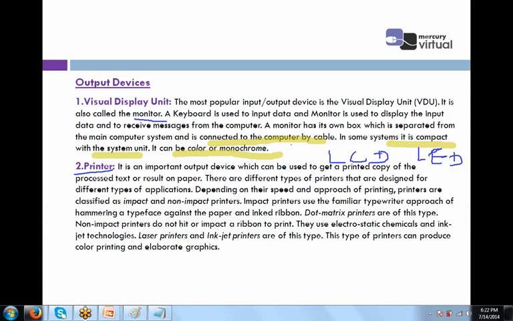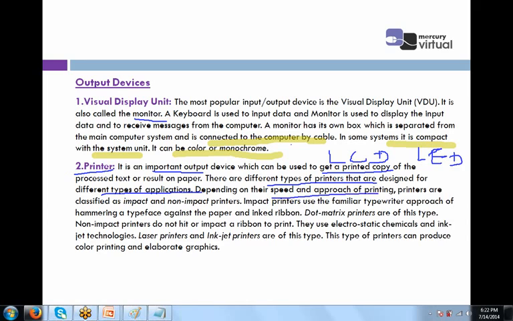Now I can read line by line. It is an important output device which can be used to get a printed copy of the processed text or result on paper. It gives you a printed copy. There are different types of printers that are designed for different types of applications. Now let's see one by one.